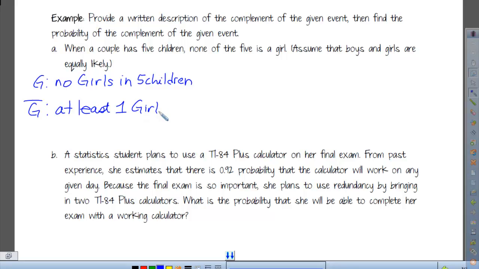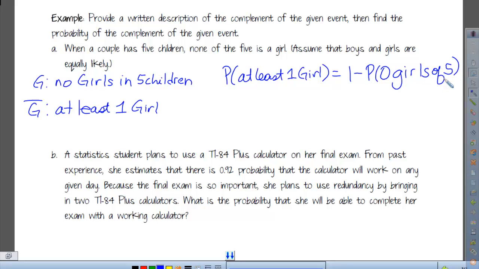So if I'm interested in the probability of at least one girl, this is going to be 1 minus the probability of 0 girls. And I think it's a good idea for us to remember of how many. When I say 0 girls of 5, then we must have what? 5 boys. Very good. So I'm writing this out because this is how I have to think it through in my head. The probability of 5 boys.